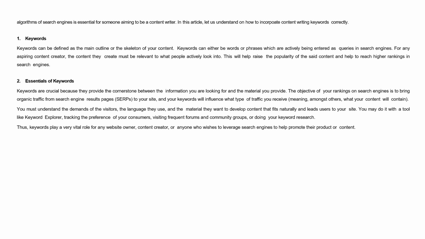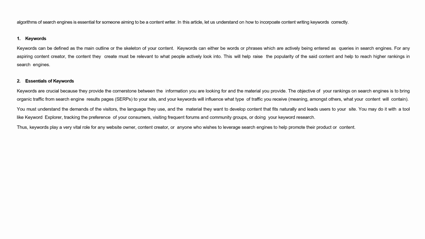Keywords. Keywords can be defined as the main outline or skeleton of your content. Keywords can either be words or phrases which are actively being entered as queries in a search engine. For any aspiring content creator, the content they create must be relevant to the people actively looking for it. This will help them to raise the popularity of the said content and help reach higher rankings in search engines. Essentials of keywords.